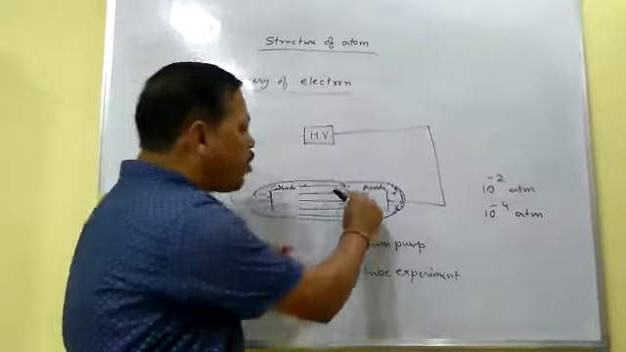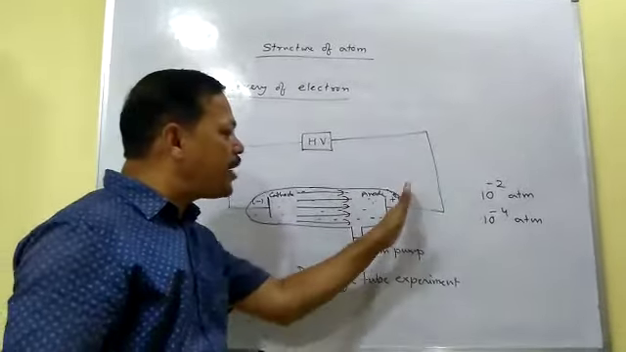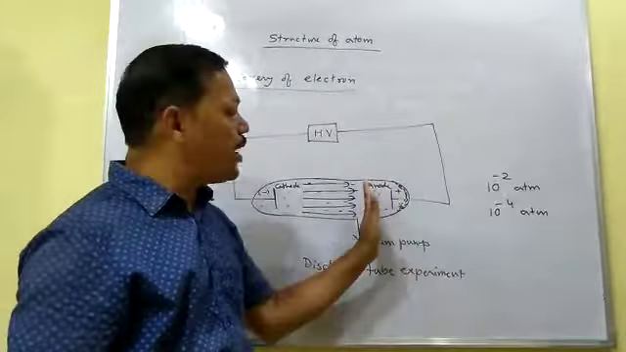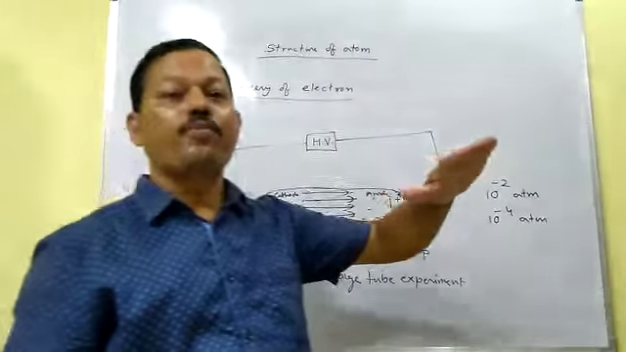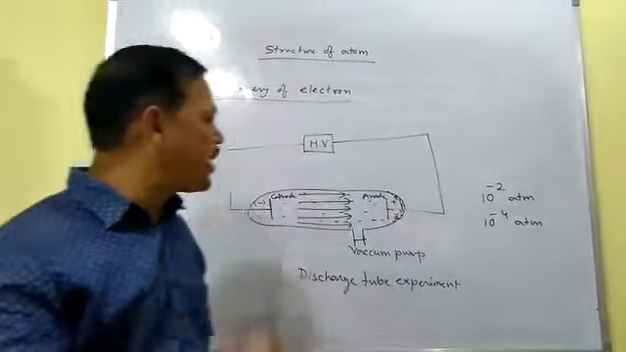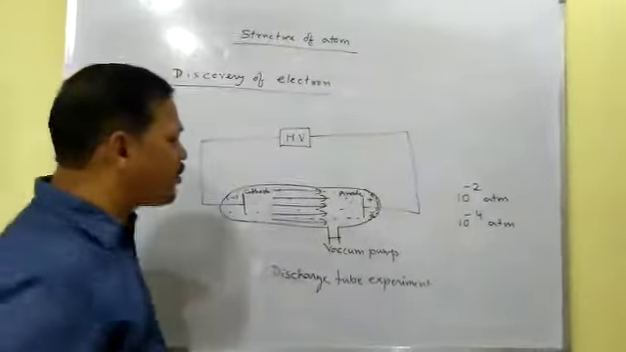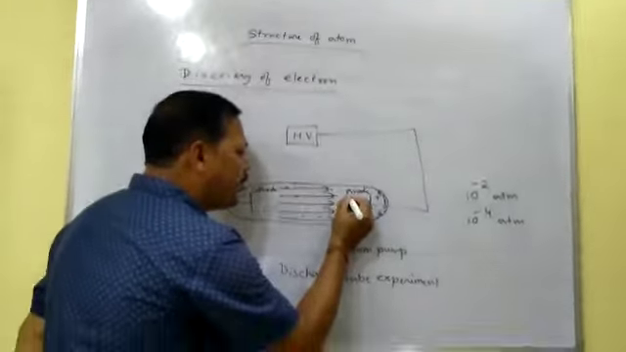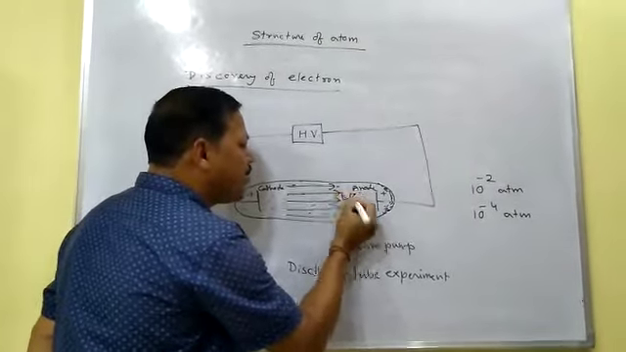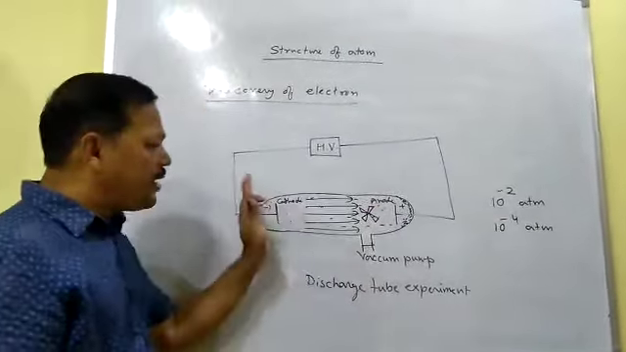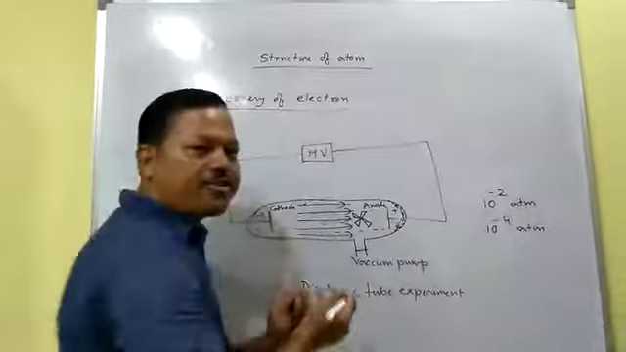So he took some object and followed the shadow of the object. If the shadow is completely opposite to the object, that means the rays always move in a straight line. That is one of the characteristics. After that, they carried out another experiment. They took one paddle wheel like this, and the paddle wheel is placed in between the electrodes.